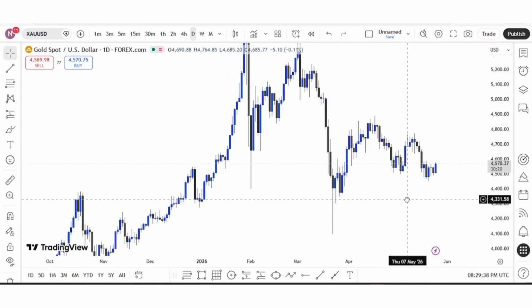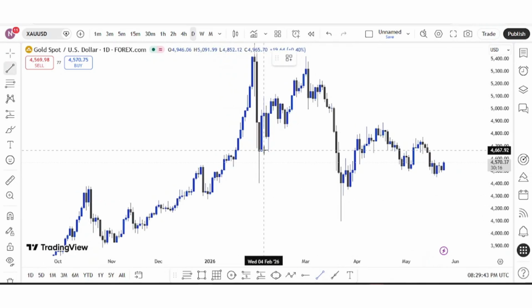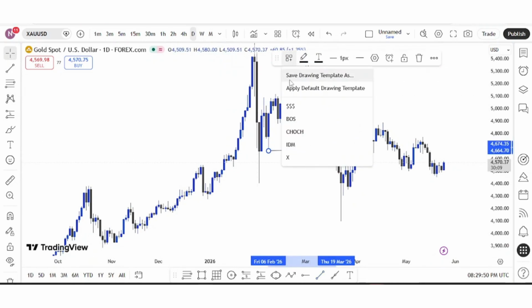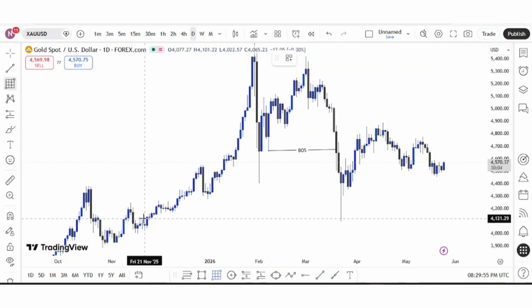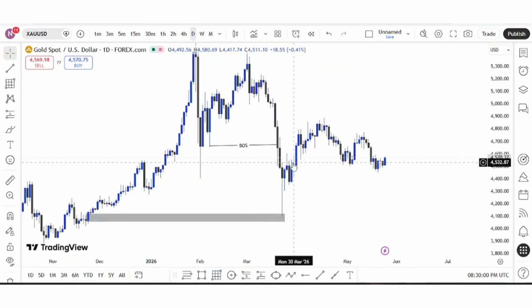So from the daily time frame, we can see that after gold, this break of structure here, I will consider this one as a break of structure because we have a change of character here. We have this break of structure where price tapped into a demand zone from the daily time frame. After price tapped into that demand zone, what happened?